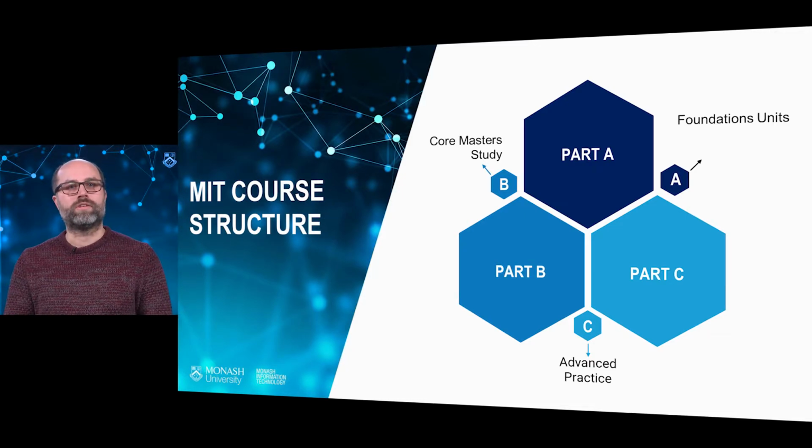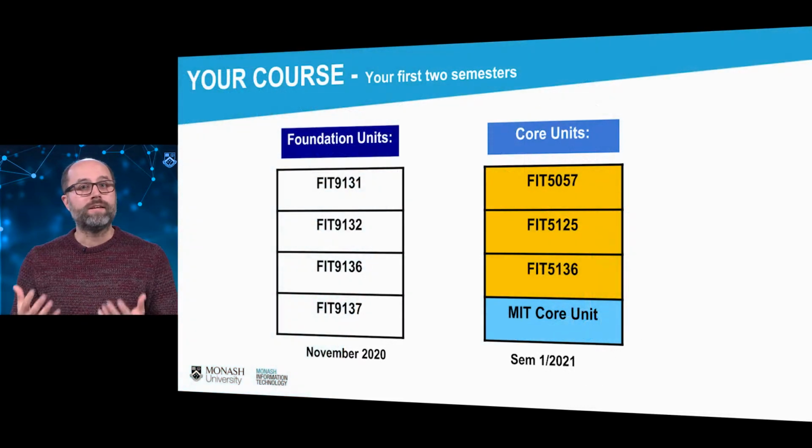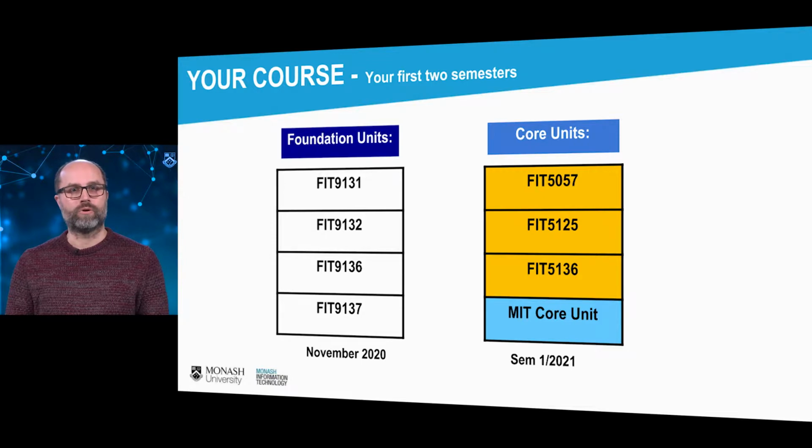Let's now look at the units that you will undertake in the first 2 semesters of your course. So here you can see the foundation units that you should be enrolled in for this semester. They are Programming Foundations in Java, Introduction to Databases, Algorithms and Programming Foundations in Python, and Introduction to Computer Architecture and Networks. Next semester, we suggest that you complete the 3 mandatory core units: Project Management, Software Engineering, and Research Methods. In addition, you can choose a further core unit.